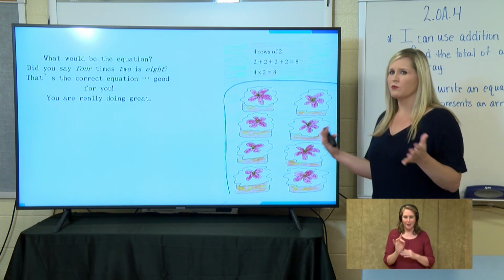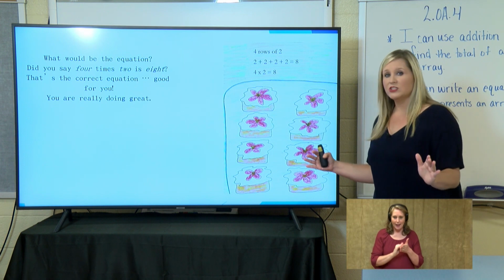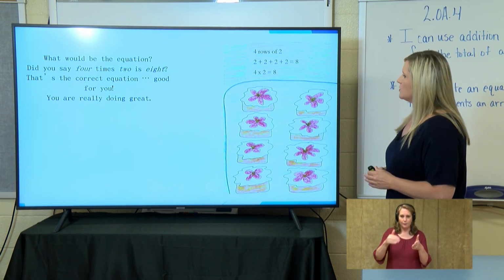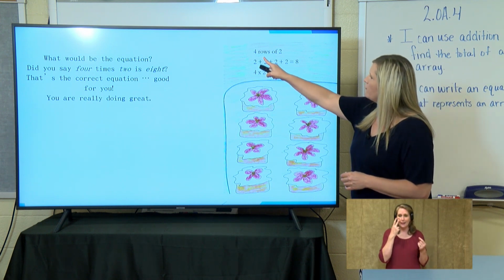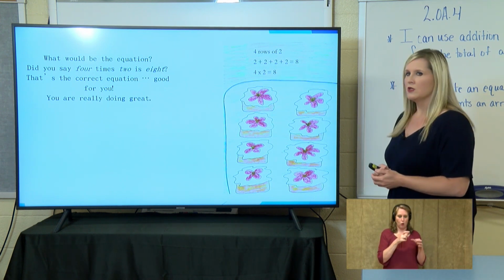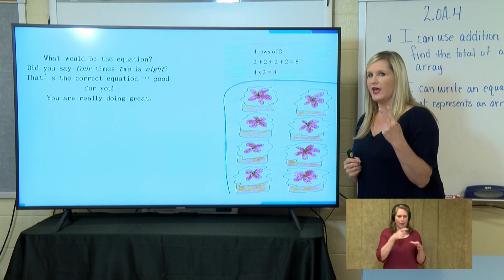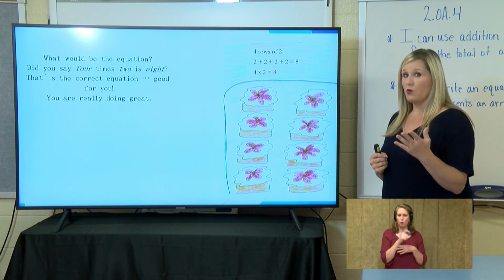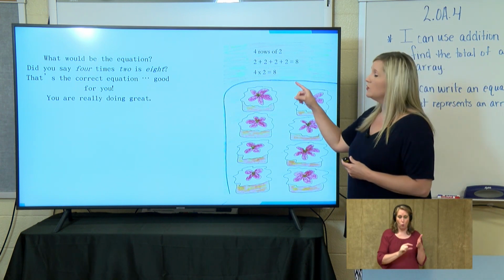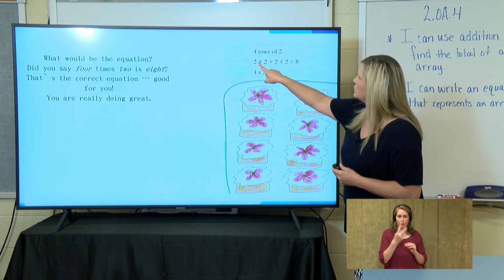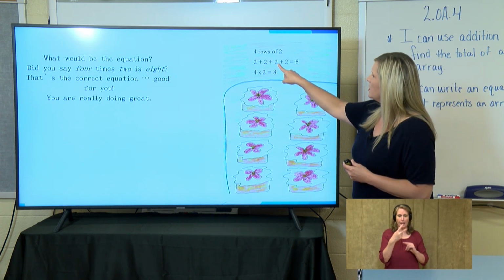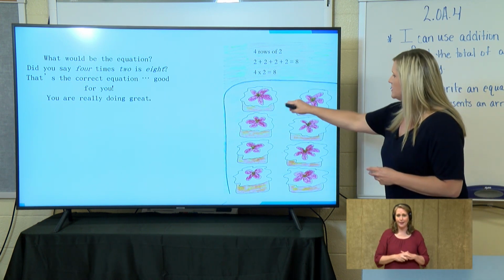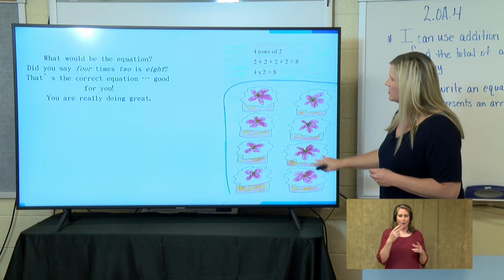But if we wanted to write that as an addition equation, a repeated addition equation, what would we do? So I see up here where it tells you there are 4 rows of 2. So how many 2's would we have to add? How many of those 2's would we need? Well, if there's 4 rows of 2, we would have to add 2 4 times. So we would say 2 plus 2 plus 2 plus 2 equals 8.